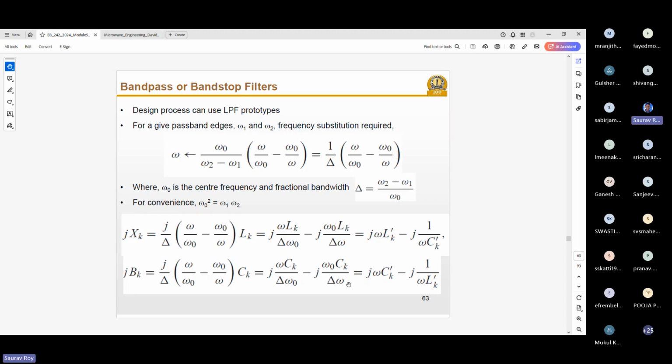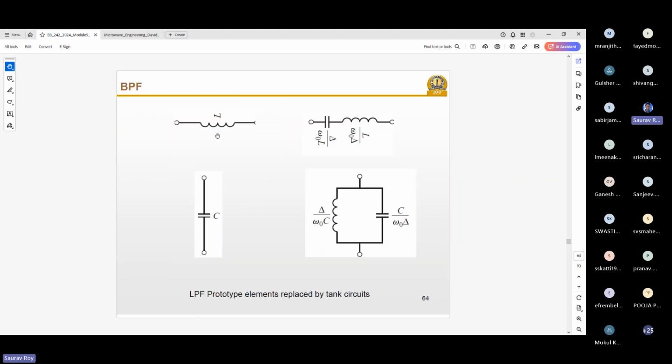Now we'll see how they are very important for bandpass or band stop filter design. These tank circuits or resonators are very important. So that is what it shows here. See, a normal L actually changes to a series L and C, and a parallel capacitor is replaced by a parallel tank circuit.